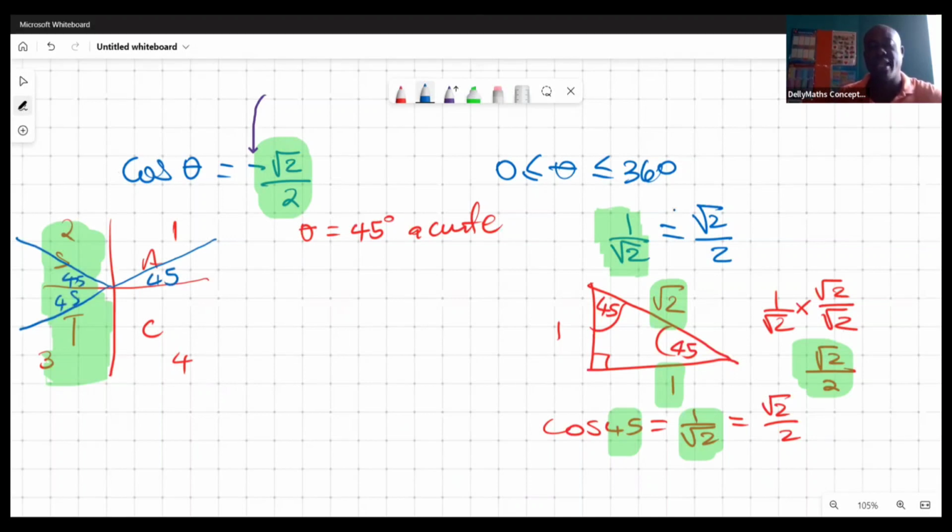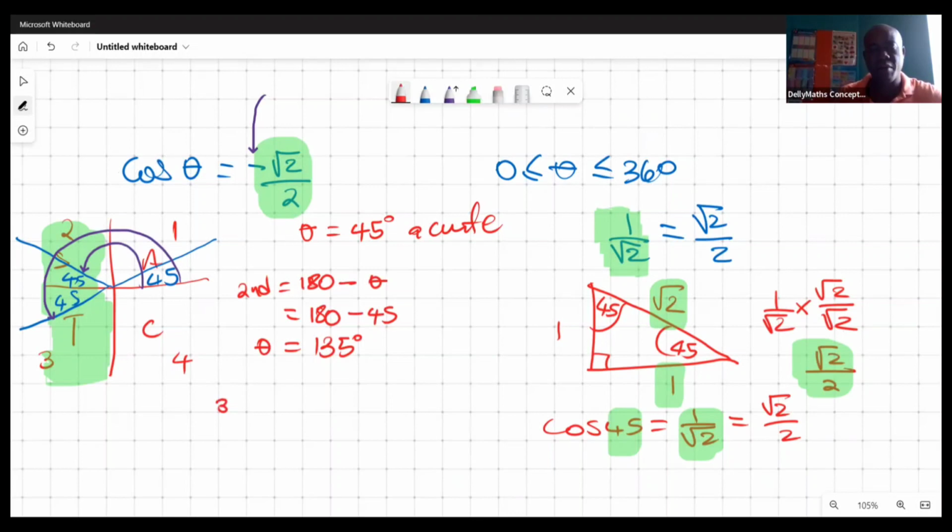So it simply means then I'm going for the negative responses. So I'm going to go here, and then I'm going to go all the way to here, right? So let's look at the one in the second quadrant. In the second quadrant, it's going to be 180 degrees subtract my acute angle, which is going to be 180 minus 45 degrees. And this is 135 degrees. That's my first answer for theta.